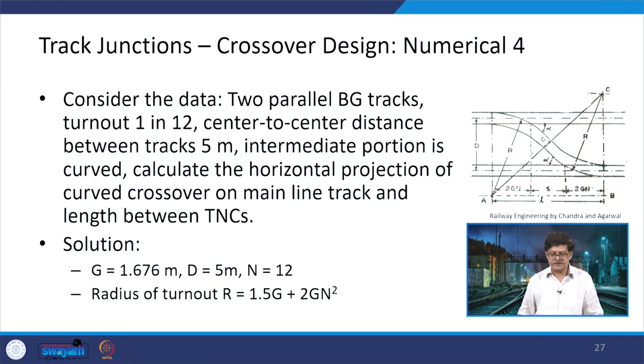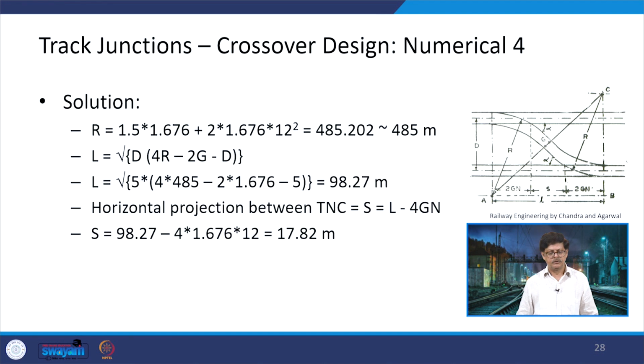So, a numerical on this, let us look at it. There is one turnout of 1 in 12, center to center spacing 5, intermediate portion is curved. We have to calculate the two components. Here G is given, D is given and N is given. The radius of turnout can be found out as 1.5 G plus 2 G N square. If we put the values here, G is 1.676 and N is 12, what we get is 485.